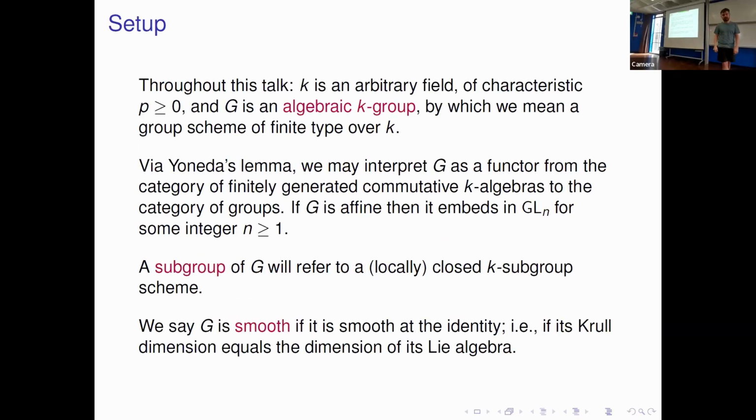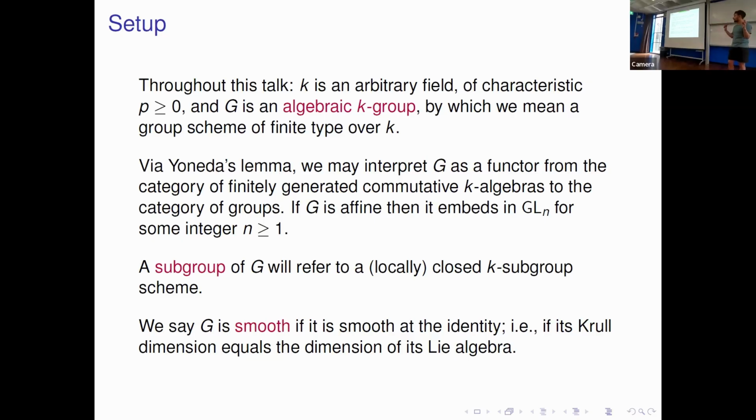The setup in this talk: K is a field, arbitrary, of characteristic p, which can be 0, but most of our results, not all, are not interested in characteristic 0. And G is an algebraic K-group, by which I mean a group scheme of finite type over K. For those of you not so familiar with schemes, I'm pretty much only interested in affine group schemes, affine algebraic groups, or in the couple of cases I'm not, it's a pretty easy modification from affine: I mod out by the center, deal with the affine quotient, and then go back up.